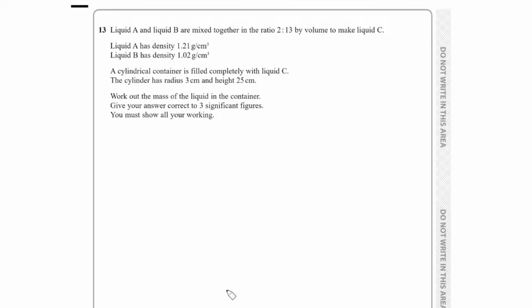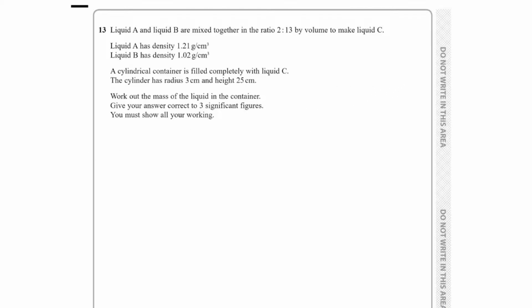Question 13, density. We've got liquid A and liquid B mixed together in a ratio of 2 to 13 by volume to make liquid C. Liquid A has a density of 1.21 grams per centimetre cubed. Liquid B has a density of 1.02 grams per centimetre cubed. A cylindrical container is filled completely with liquid C. The cylinder has a radius of 3 centimetres and a height of 25.